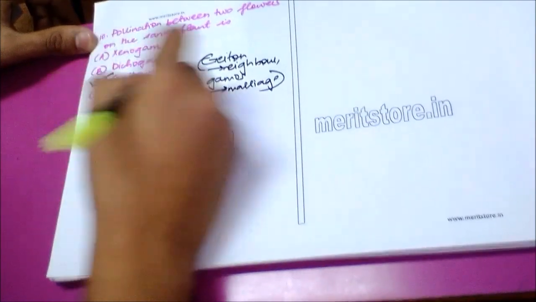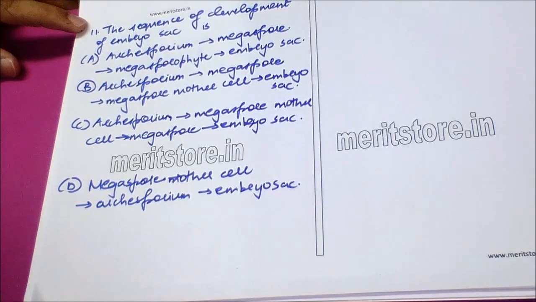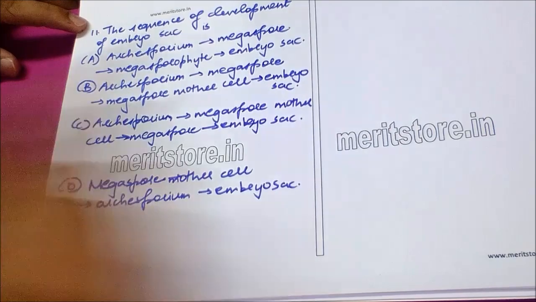So the answer is geitonogamy. The sequence of development of the embryo sac is: option A, archesporium, then megaspore, then megasporophyte, and then embryo sac. Option B, archesporium to megaspore mother cell to embryo sac. Option C, archesporium to megaspore mother cell to megaspore to embryo sac. Option D, megaspore mother cell to archesporium to embryo sac.